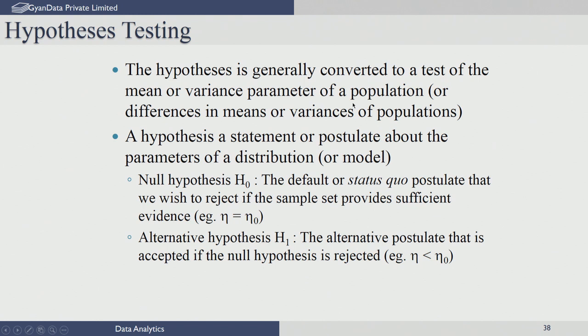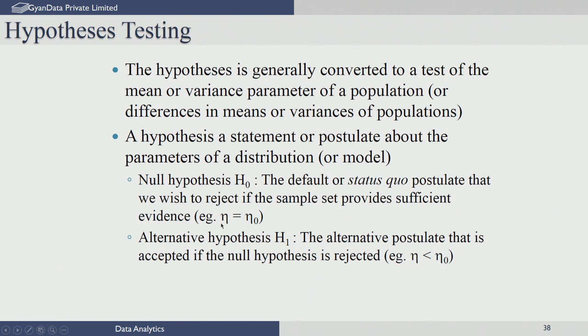Now, this hypothesis is a postulate about the parameters. You call them either the null hypothesis or the alternate hypothesis. The null hypothesis is the default hypothesis that you want to test, the status quo postulate that you wish to reject if the sample set provides sufficient evidence. For example, this is the statement about which you want to make the strongest claim based on the data. So, that you choose as the null hypothesis, which we call the default hypothesis.